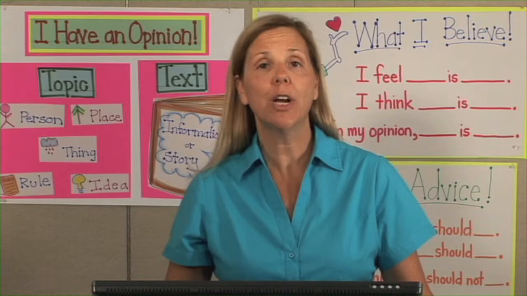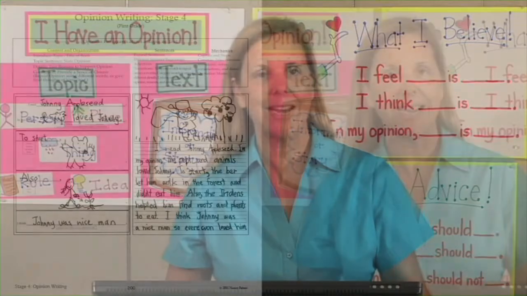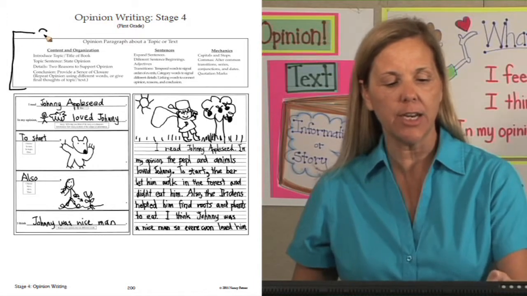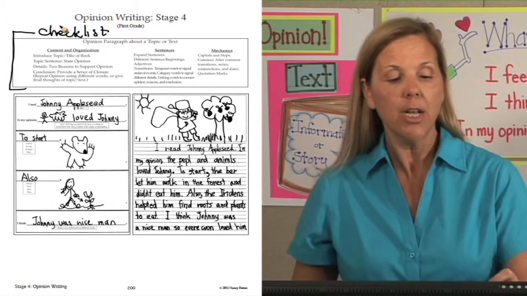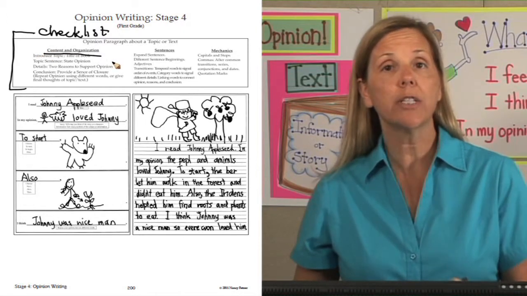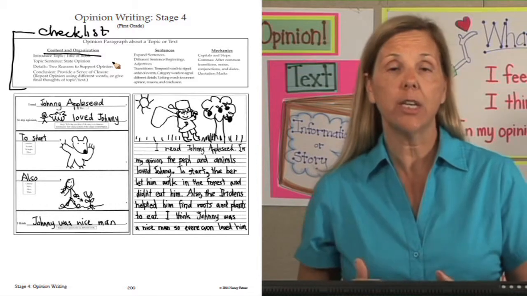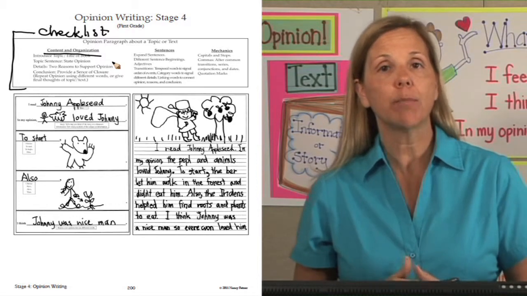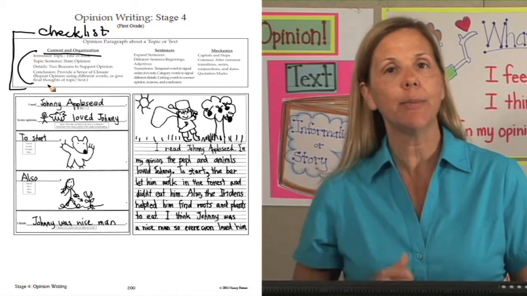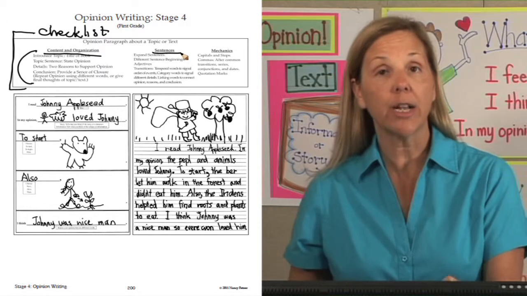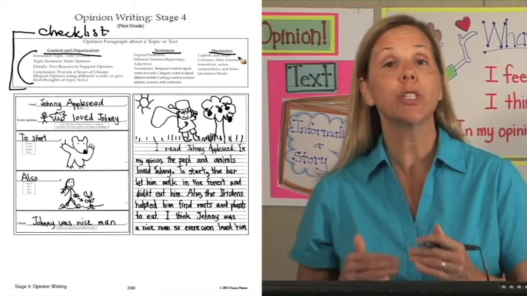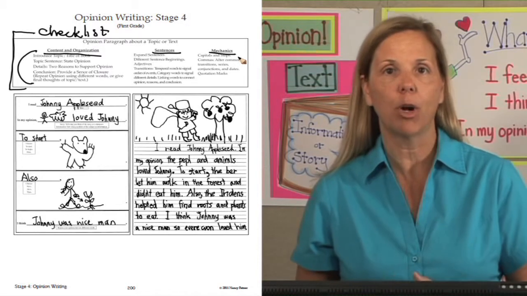Please turn to page 200 for Stage 4 Opinion Writing. On page 200, you will see that we have a checklist here. After a student has finished writing their opinion, you can go back and use this checklist to see the content and organization. What has the student written and how is it organized when it comes to their opinion writing? And you can use this checklist to make sure that they have all those elements in place, as well as a checklist for the sentences and mechanics.